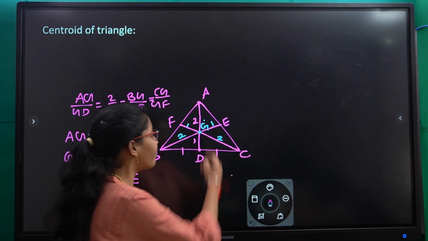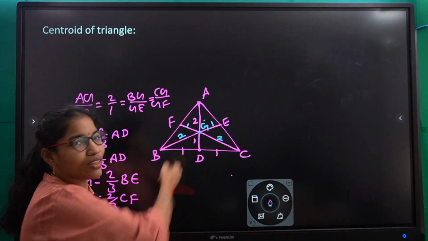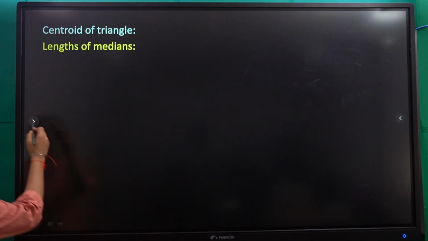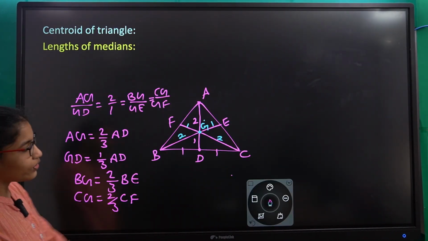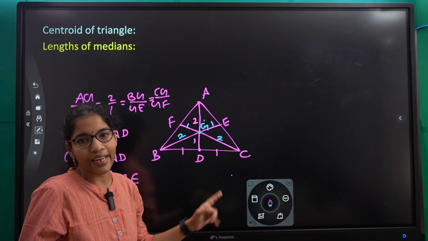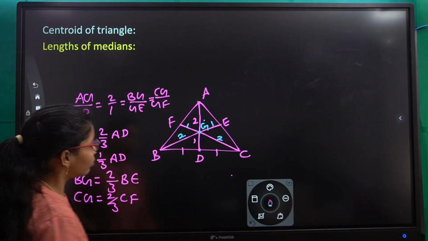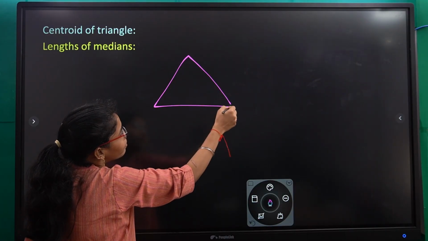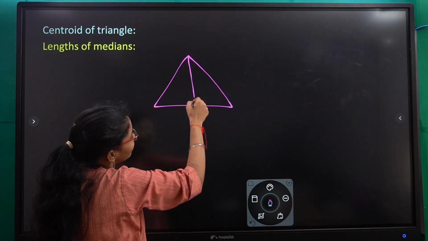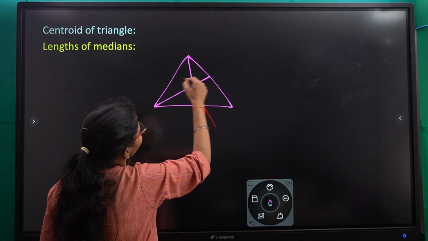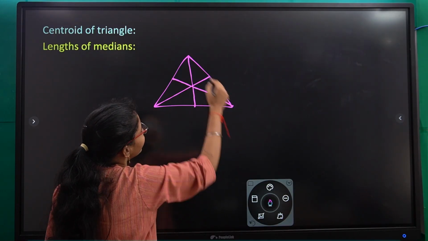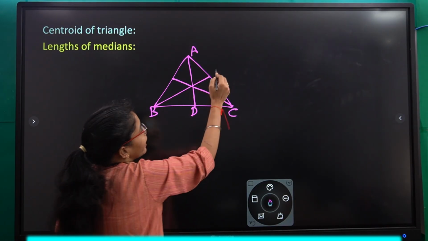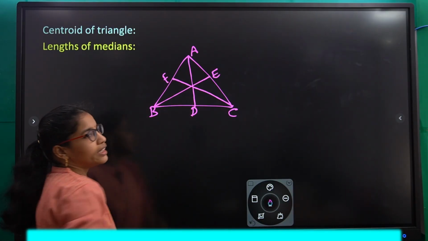Now we will see how to find the lengths of the medians. In that, the first one is we will find AD. I am taking this triangle. This is one median, this is one more median, and this is one more median. So ABC is a triangle, and AD, BE, CF are the medians, right?